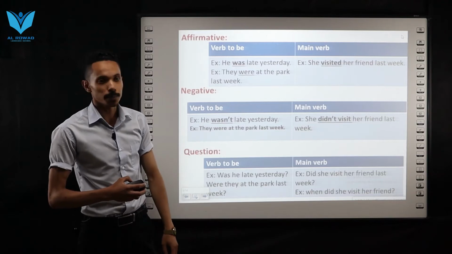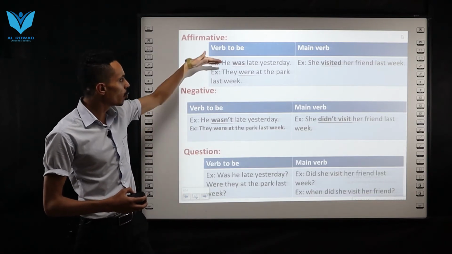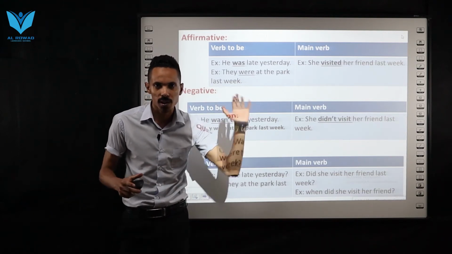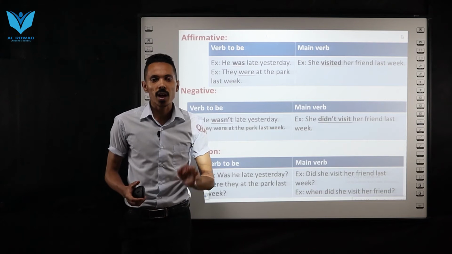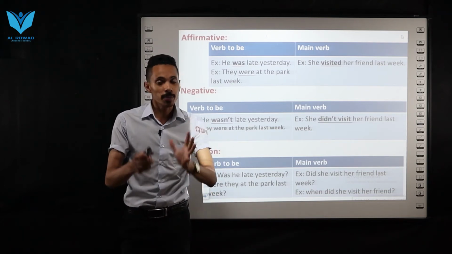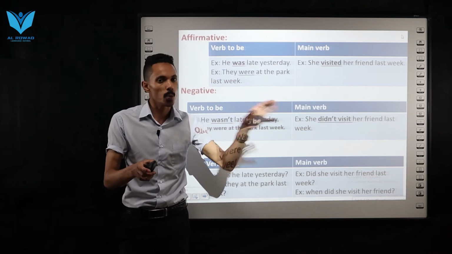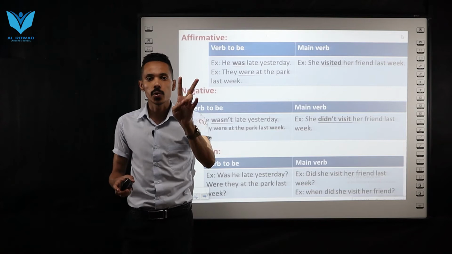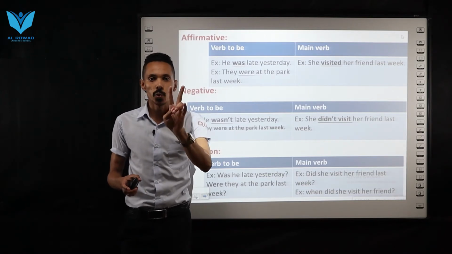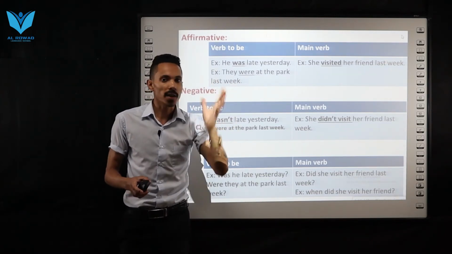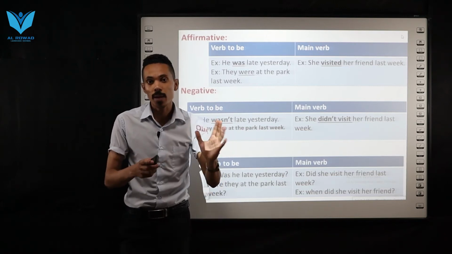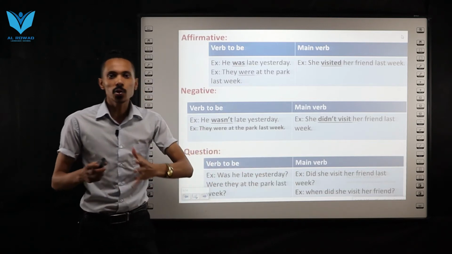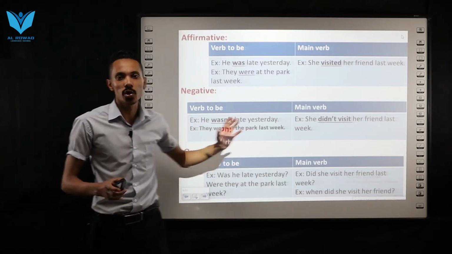For the question form, look at the sentence here. He was late yesterday. I want to form a question for this sentence. I will start with a helping verb. I can start before the helping verb. I can write what or when or where. But the most important is number 2. How to choose number 2, not number 1. Number 1 is what or where or when, for example. Number 2, was or did.